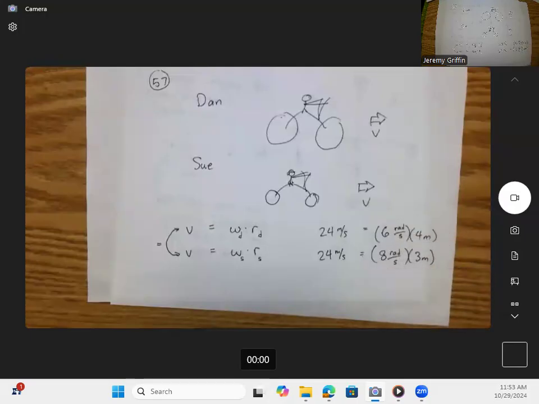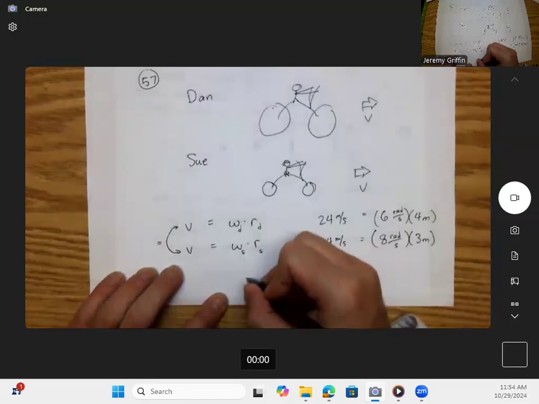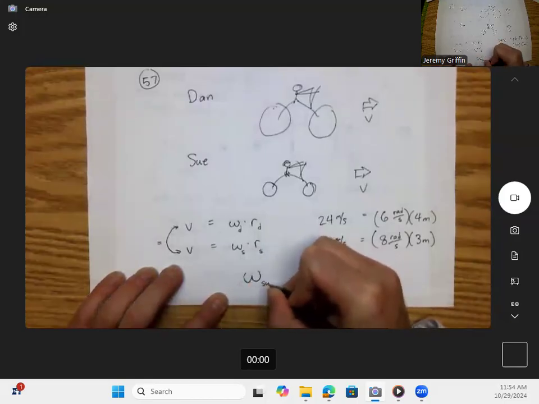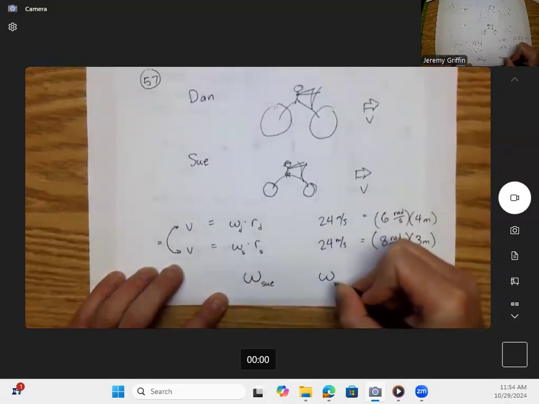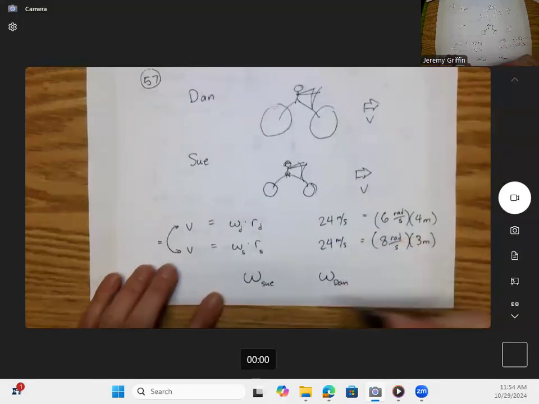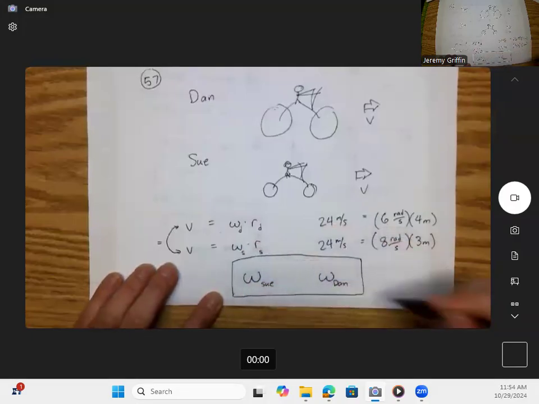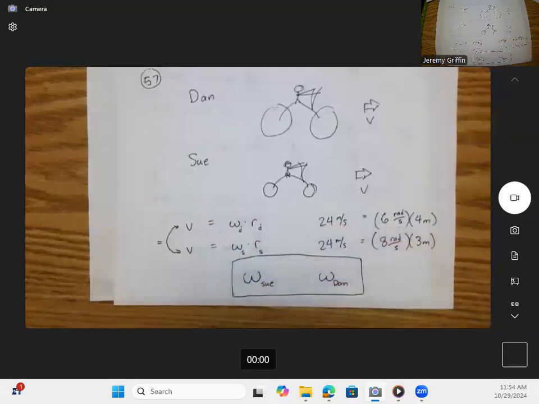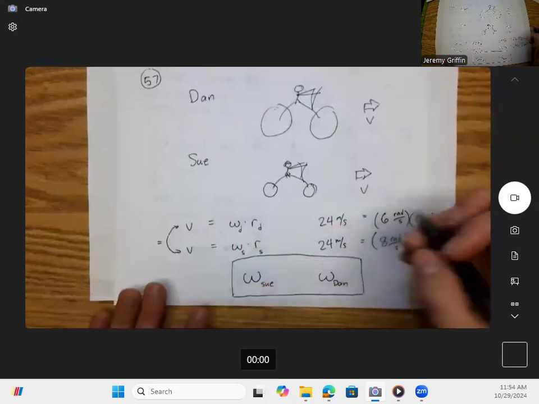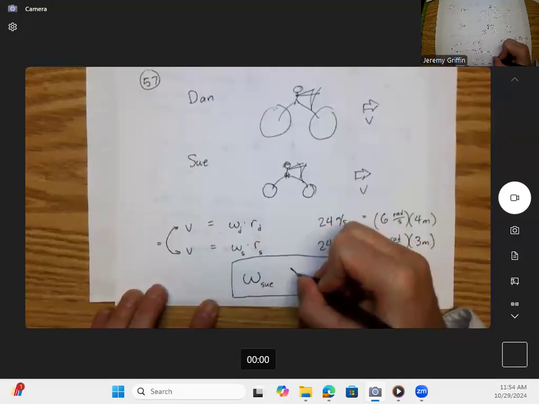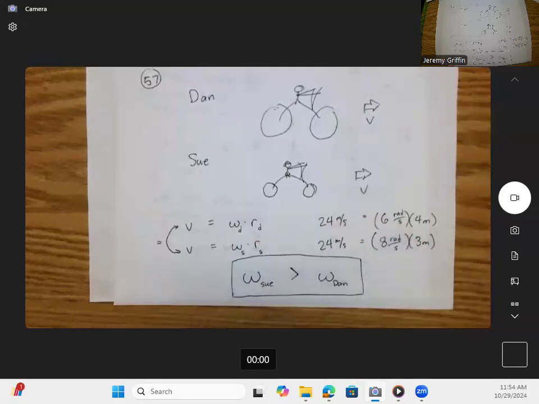Now, how exactly was the question worded? Which wheels have a greater rotational speed? So let's do an inequality: omega for Sue compared to omega for Dan. I need an inequality sign. Which way does the inequality go? Whose tires are rotating faster? Sue's. Like that.